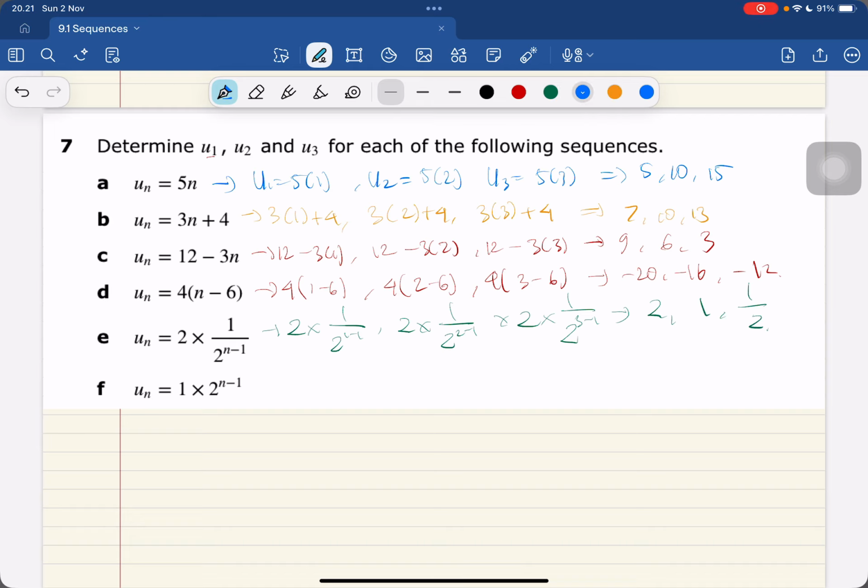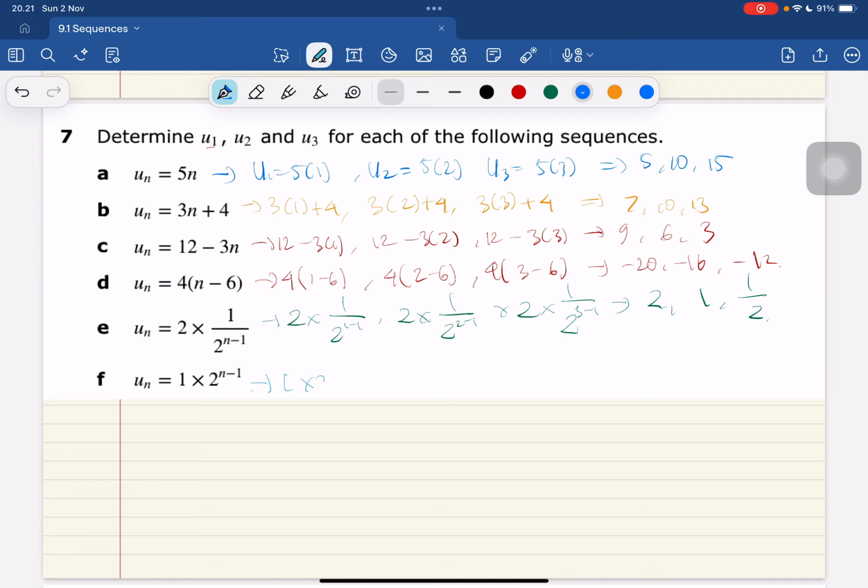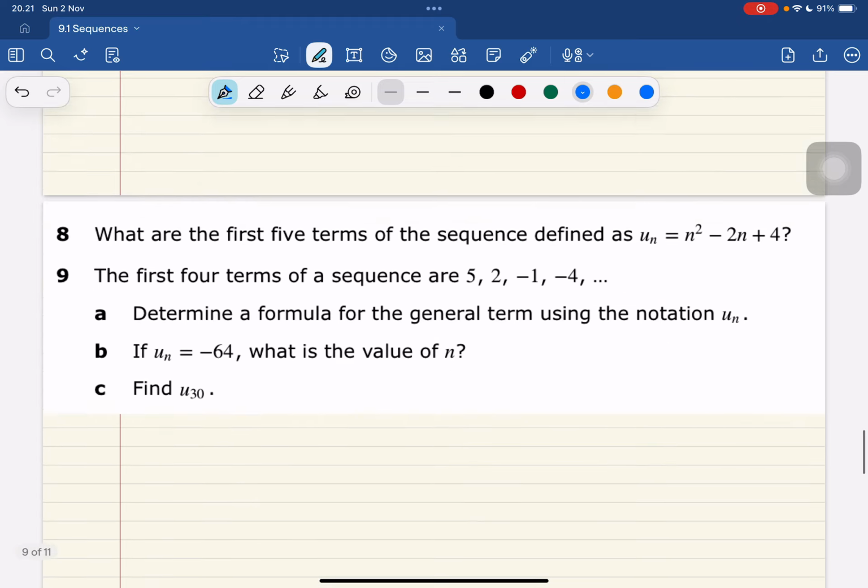Next for F, so 1 times 2 to the power of 1 minus 1, 1 times 2 to the power of 2 minus 1, and then 1 times 2 to the power of 3 minus 1. So we will get 1, 2, and then 4.